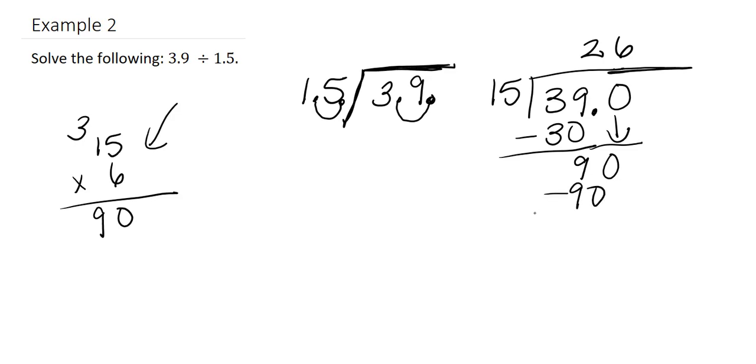We go ahead and subtract. 90 minus 90 is 0. Then we need to bring the decimal straight up, and we get 2.6 as our answer. So 3.9 divided by 1.5 is 2.6. Let's do another example.